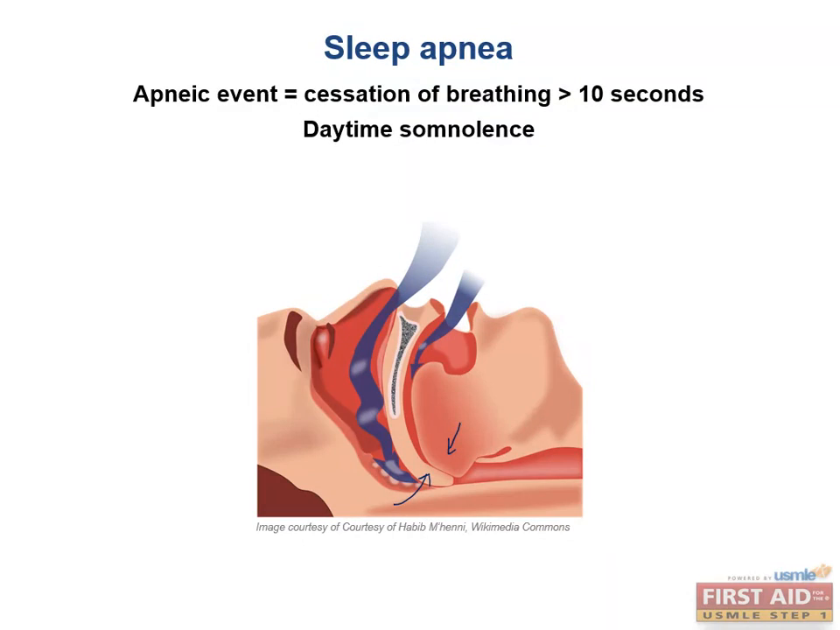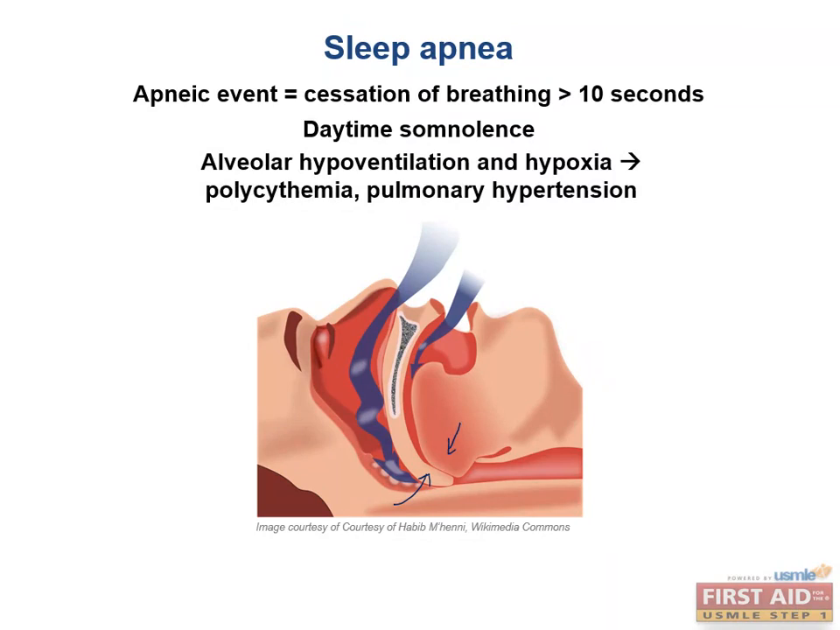Because you have alveolar hypoventilation and hypoxia, you get secondary polycythemia from erythropoietin release in the kidneys, and pulmonary artery vasoconstriction in an attempt to shunt the blood with resulting pulmonary hypertension. So does this remind you of anything? It should make you think of COPD, where you see some of the same complications.